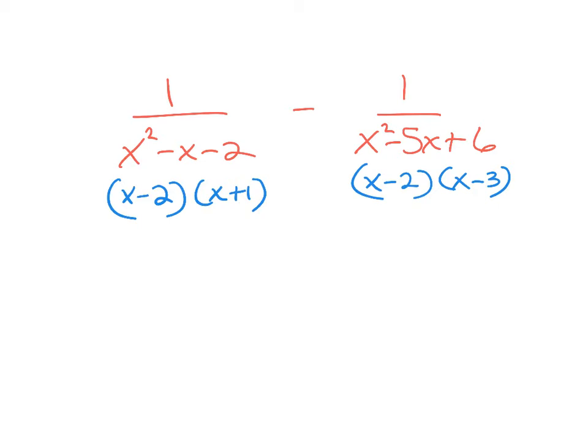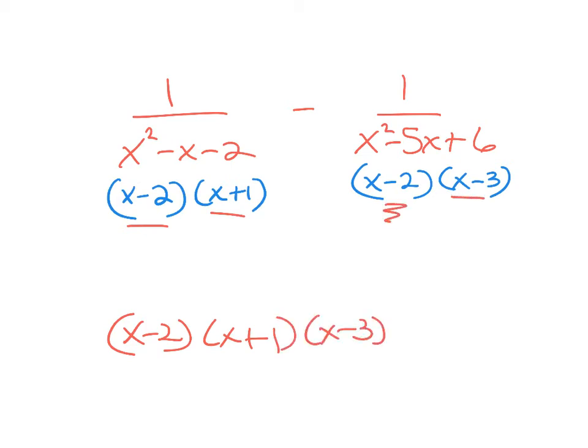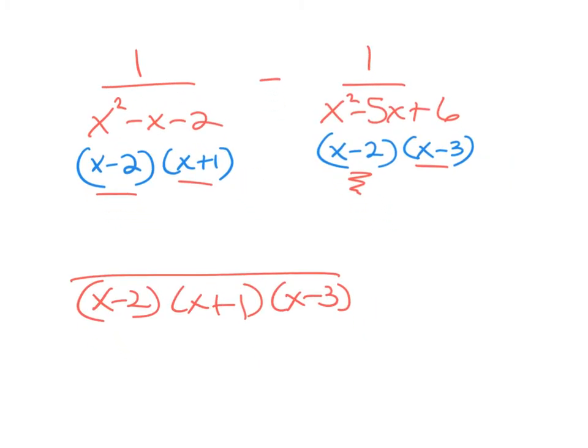the right numbers. So now, my common denominator needs to represent everything. So it's going to have an x minus 2, an x plus 1, and an x minus 3. I've already covered this one. So this is my common denominator. So let me write it 2 times because I'm going to show what happens to my numerator.